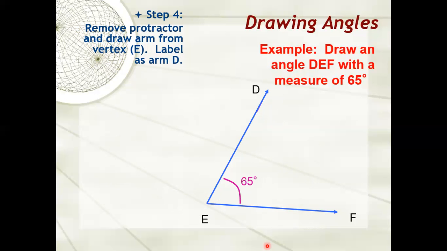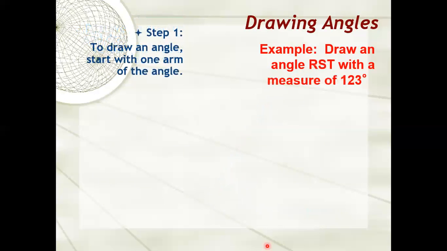Okay, the next thing that we have to do is we draw an angle RST with a measure of 123 degrees. Okay, RST means we give the name. Arms' names are R and T, and vertex name is S. So how can we draw it? First of all, we draw the line.